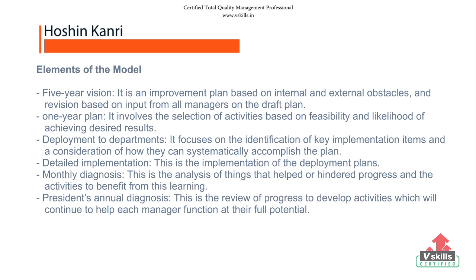Number 5. Monthly diagnosis. This is the analysis of things that helped or hindered progress and the activities to benefit from this learning. Number 6. President's annual diagnosis. This is the review of progress to develop activities which will continue to help each manager function at their full potential.